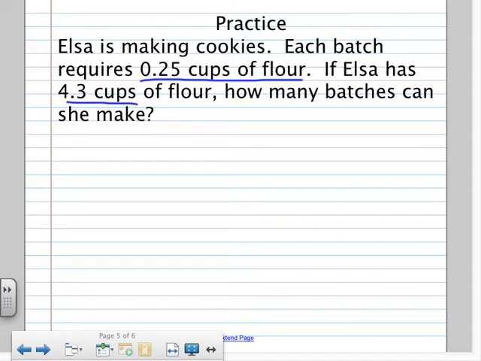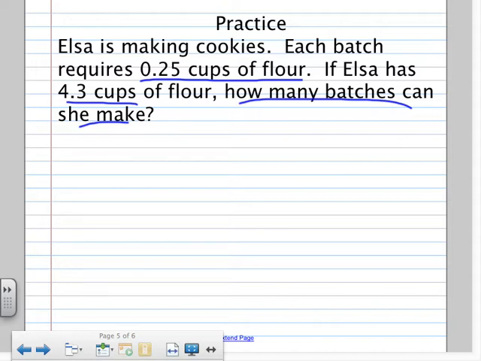So the key words here, you're talking about each, right? But the problem is that also meant multiplication before. This time, what I'm thinking about is what's happening. She has a whole bunch of flour, and she wants to split it up, right? She wants to know how many batches can she make. How many times can she split up her 4.3 cups of flour? Whenever you're talking about splitting, that means divide, okay?